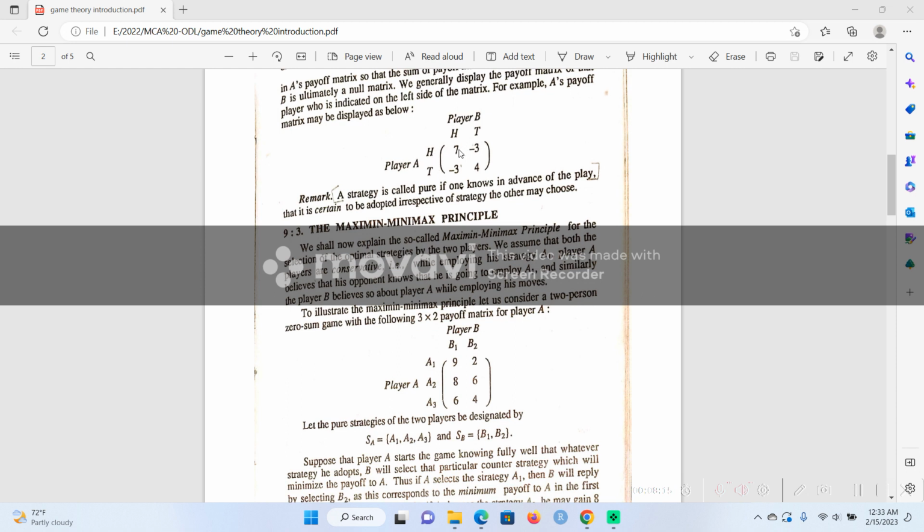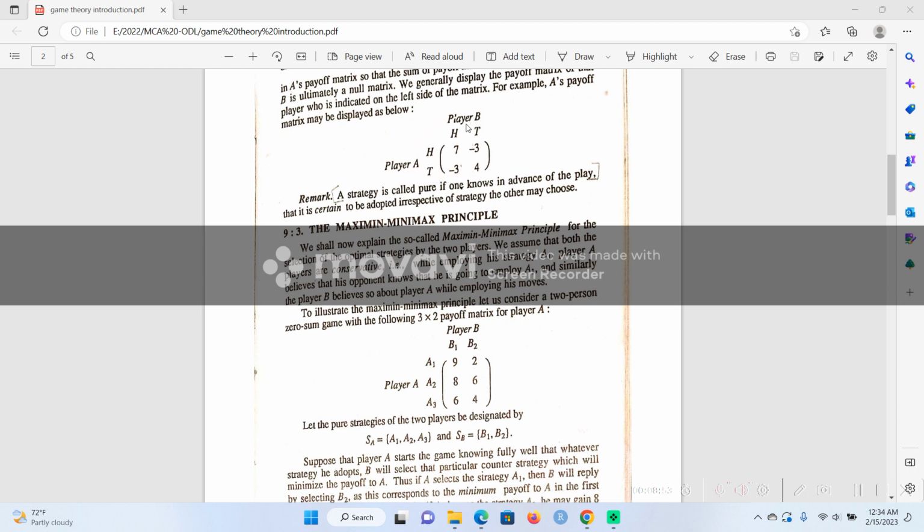Then A has to give rupees 3 to player B. That means A is going to lose something, so this one is mentioned by minus 3. As well as if A has tail and B has head, then also A is going to lose 3 rupees. So A's payoff matrix has minus 3 entries in these two opposite diagonal elements. So this is a payoff for player A.